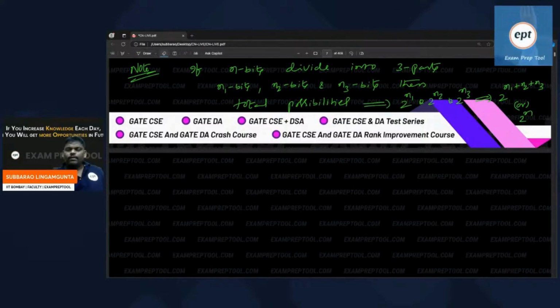Is it okay? If n bits are divided into 3 parts, n1 bits, n2 bits, and n3 bits, then the total possibilities are 2 power n1 times 2 power n2 times 2 power n3, which is 2 power n1 plus n2 plus n3, which is nothing but 2 power n.